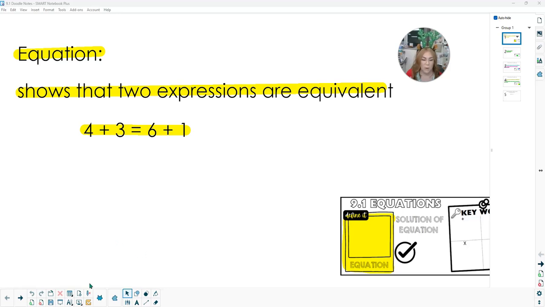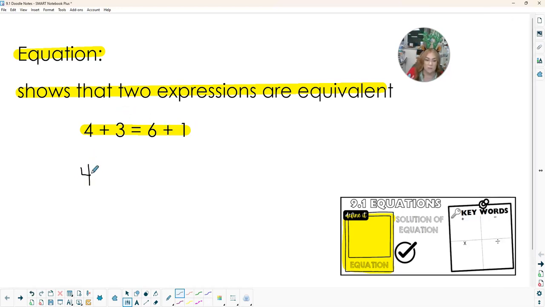All right, for our 9.1 notes, we are going to be working on equations. So we've learned about expressions that do not have the equal sign. So the equation is something that is showing us that two expressions are equivalent or they are equal to each other. So we have 4 plus 3, that equals 7. 6 plus 1, they both have the same value of 7.